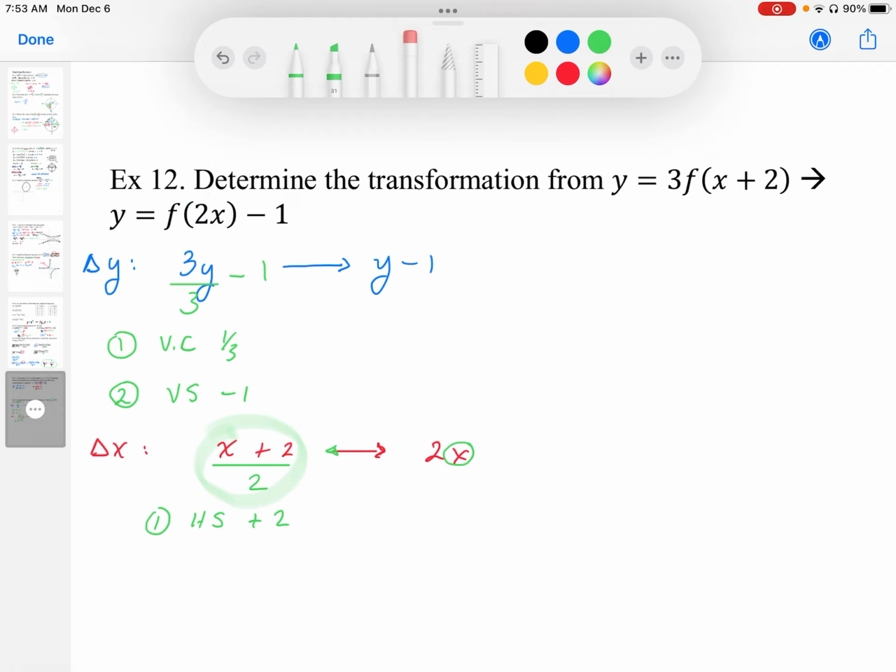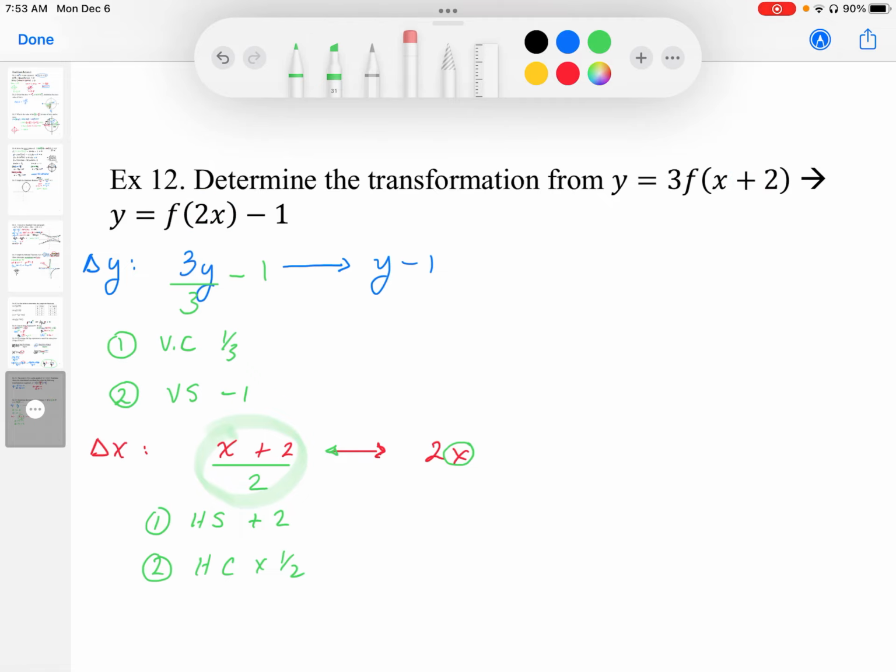The second thing is I need to end up with a horizontal compression of 2. If you take a look at my expression here, I have a divide by 2, so it's a horizontal compression by 1/2. So I'm going to go right 2 to get rid of this left 2. I'm going to basically bring it back to the middle. And then I'm going to divide by 2 to create this horizontal compression. So those are my steps.